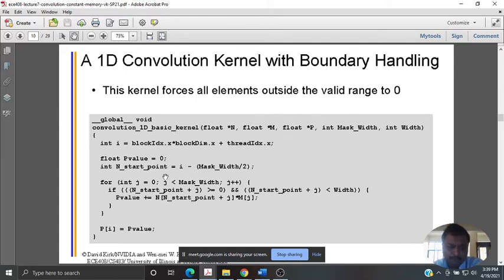Whenever it is out of bound, or out of range, it is most often a ghost element. Anyway, you have initialized P value to 0, and that gets assigned if you are not following this starting point, or if it is not within the boundaries. So outside the boundaries, P of I is directly loaded with the value 0. So fine.